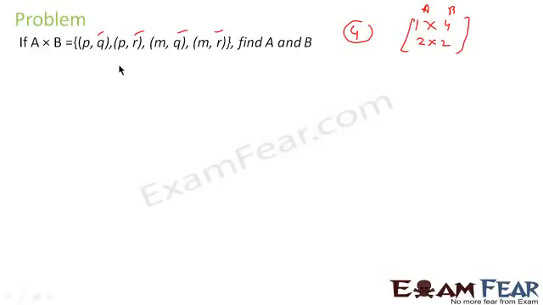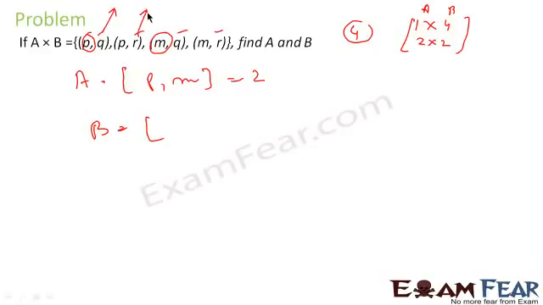Now let me find the distinct values in A. When you say set A, the distinct values are the first values, P and M. So set A has P and M. That is 2 elements, so set B will also have 2 elements. Now for set B, we have to select the second elements, the distinct second elements. The distinct second elements are Q and R. Q and R repeat.